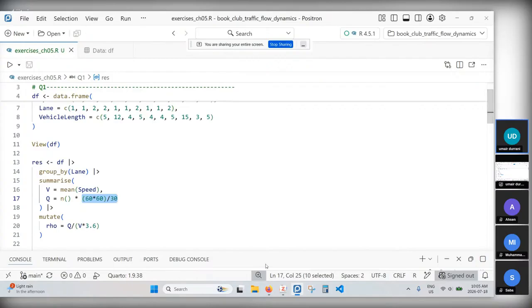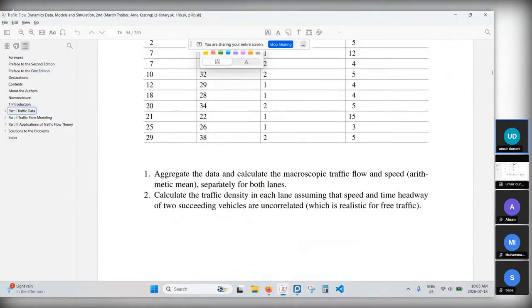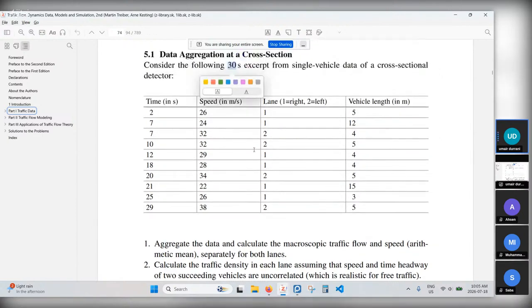And then in the next step, we also need to estimate the traffic density. So that is in number 2. Calculate the traffic density in each lane, assuming that speed and time headway of 2 succeeding vehicles are uncorrelated, which is realistic for free traffic. So the assumption here is that given the speeds that we see here, these are free traffic conditions, and we can now estimate the traffic density using the hydrodynamic relation, which is rho equals Q over V.